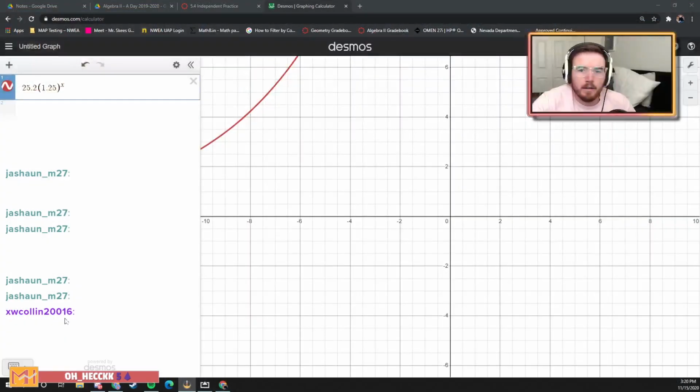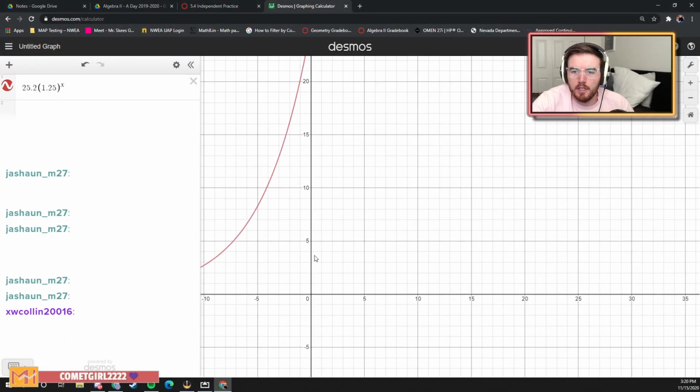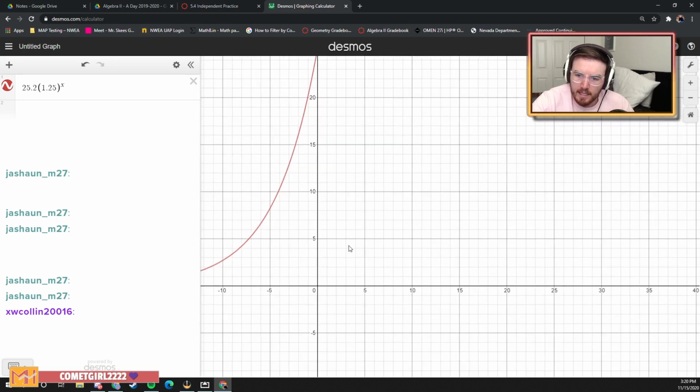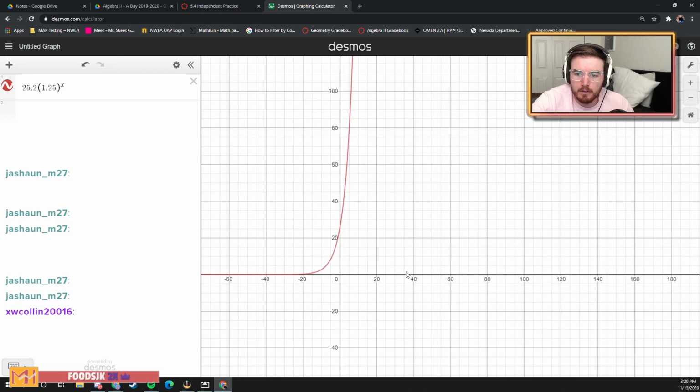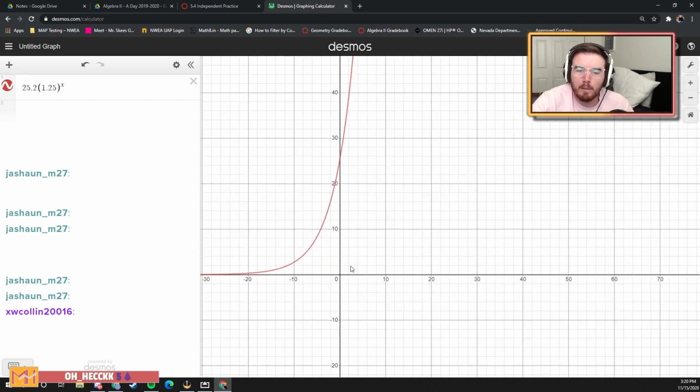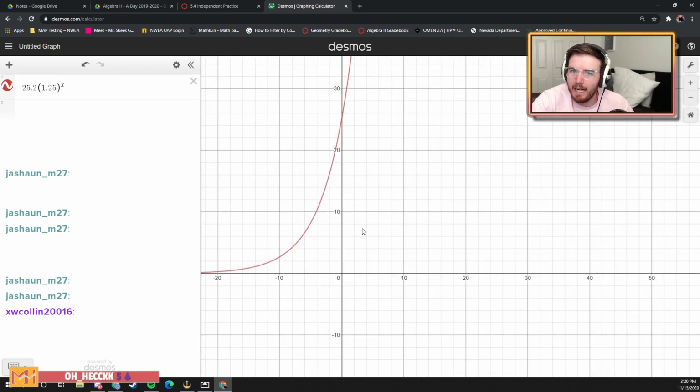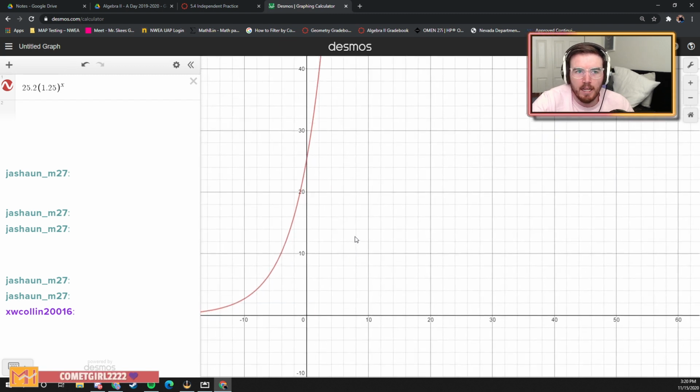So here is the exponential function. And basically what we're saying is as time goes by, people are getting more computers, which makes sense, right? Because this model started in 1991. Probably not a lot of people had computers in 1991. That was kind of the spark of the internet, right?